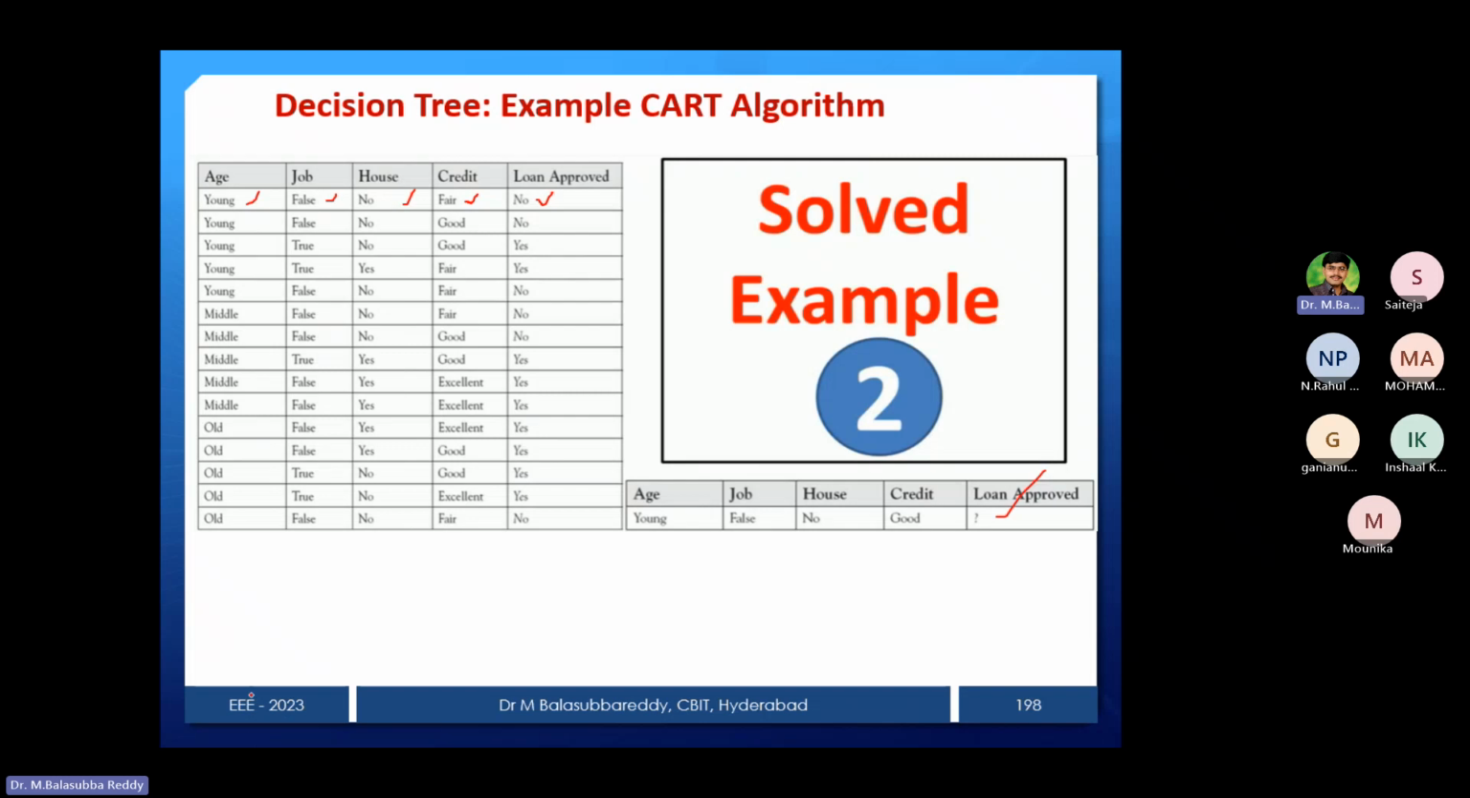Now, what do we have to do? Remember what procedure we followed so far. First, among these four, exactly the same as the previous problem, four are features. In that, which one do you take as the root node? Either age, job, house or credit. Any one you have to pick up. How to pick it? Calculate the error, and the one having minimum error you take as the root node. And loan approval is your target.